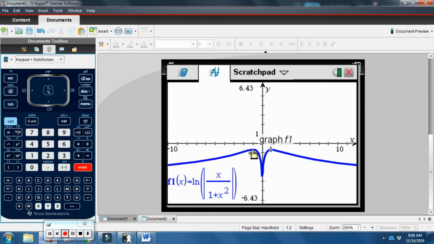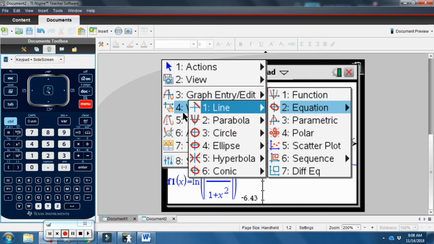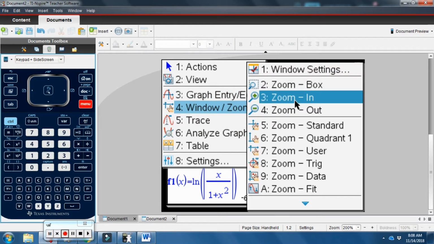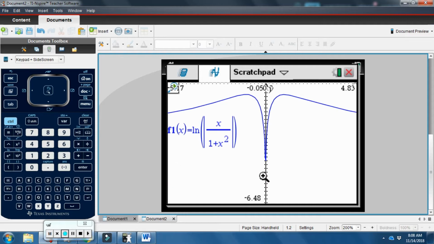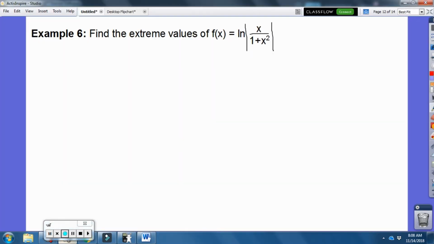It looks like we have a max at around 1 and negative 1, and it looks like we have a min. I'm not sure what that point is. It doesn't look like it's quite at 0, but I would guess that it probably is at 0. Since the graph looks relatively symmetric, I'm thinking that the calculator probably is just a little confused here. Let's zoom in just to get a better idea. Yeah, it looks like that's at 0. Let's do our math now to figure out if that's actually true.